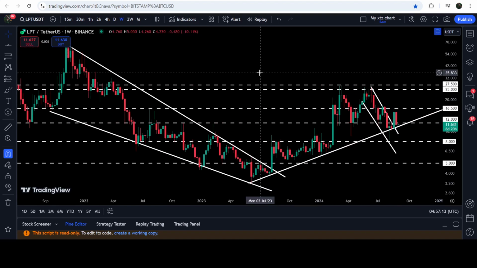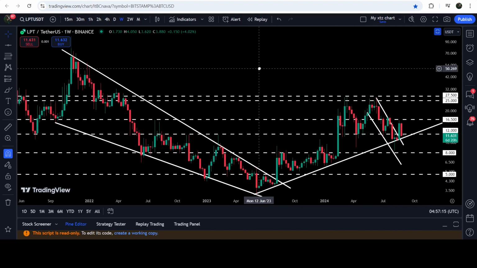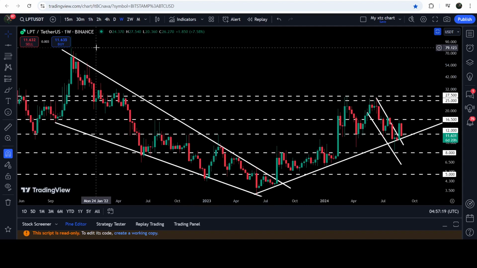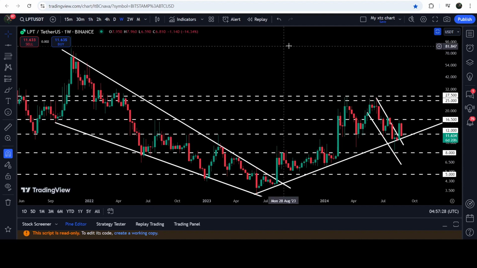On this 7-day time frame chart, you can see that we have already broken out of this very big and long-term falling wedge pattern as well. And the long-term technical target for this breakout is here at the top of this wedge, which can be somewhere between $77 to $80. So this was the update so far.